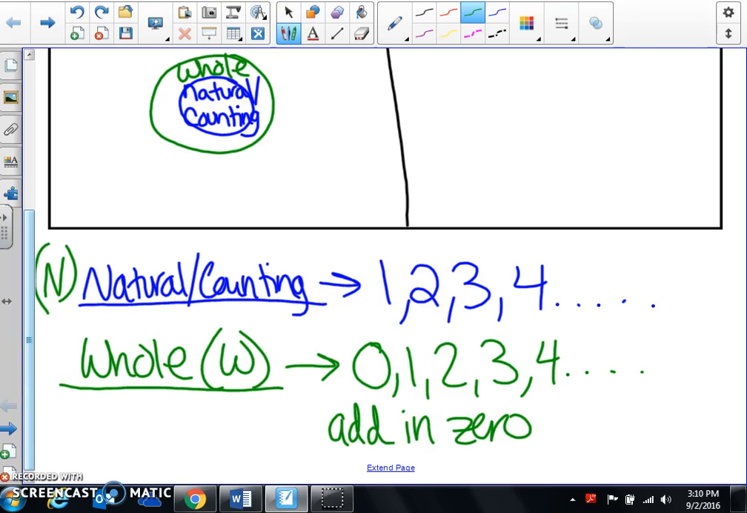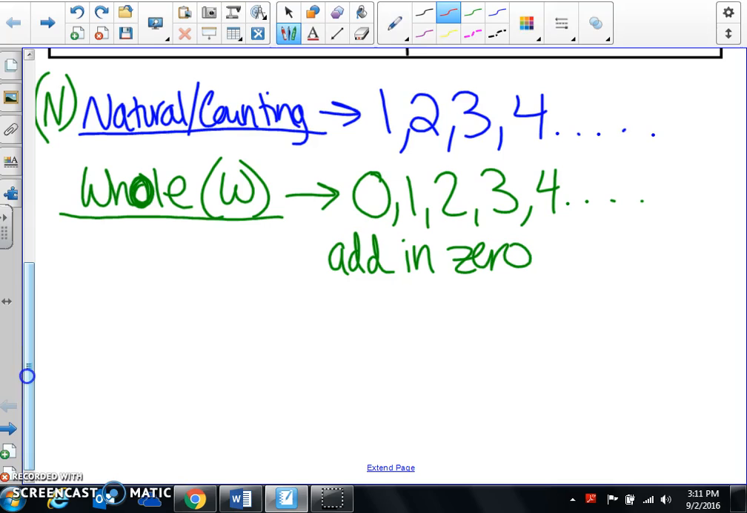Okay, I think of that as like a hole in one, and the zero to me looks like a cup, like the cup where the golf ball goes, it looks like an O, a 0. Or you could think of the O in whole. Okay, so you add 0 and then you go positive. You go up to infinity and beyond.